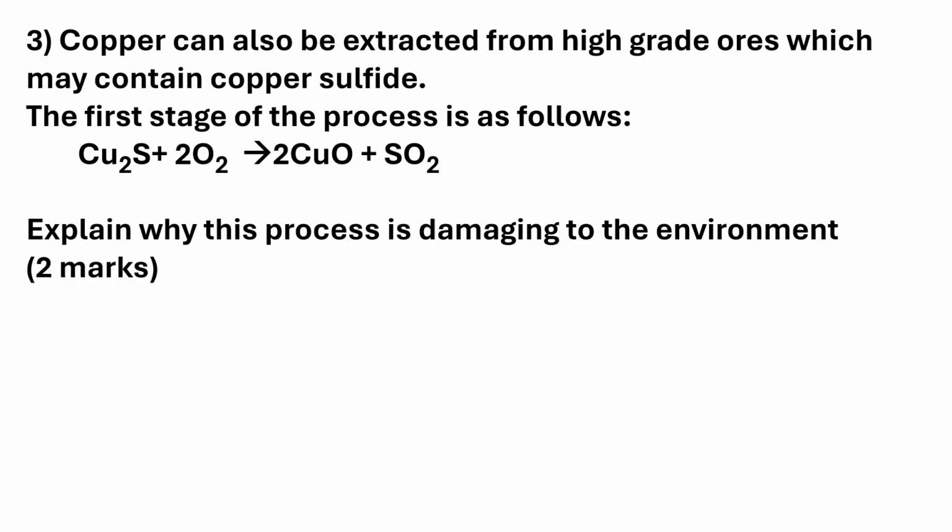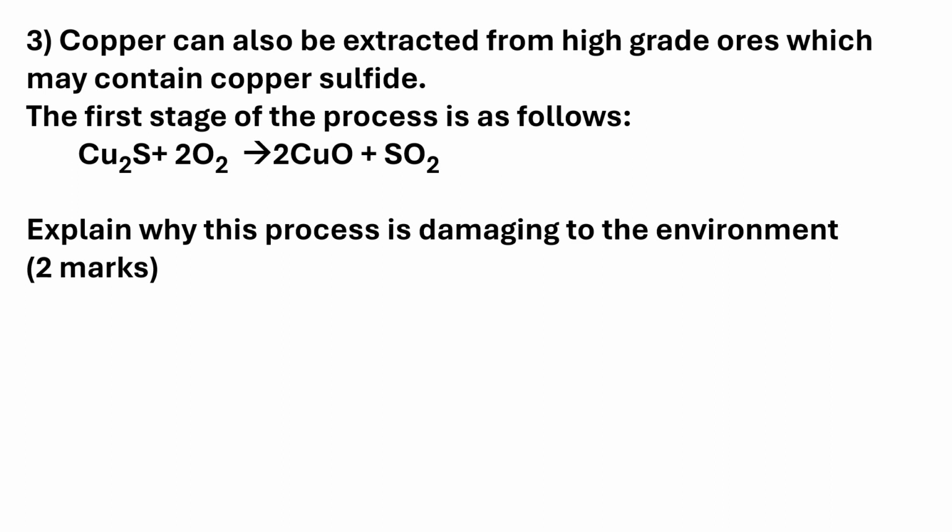Question 3. Copper can also be extracted from high-grade ores which may contain copper sulfide. High-grade ores are ones that contain a lot of copper in the rock. The first stage of the process is as follows, and there's an equation that we're given. So explain why this process is damaging to the environment, and that's for 2 marks.